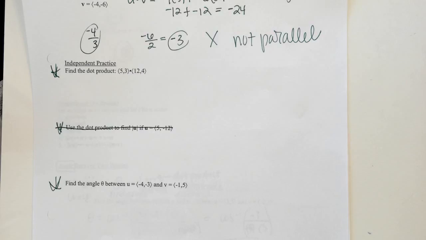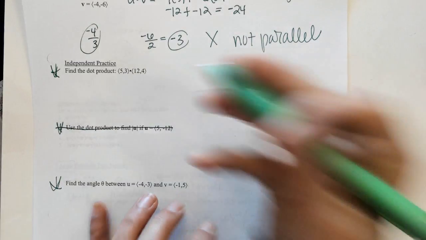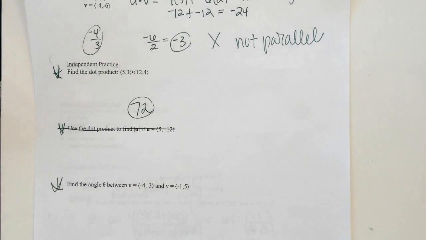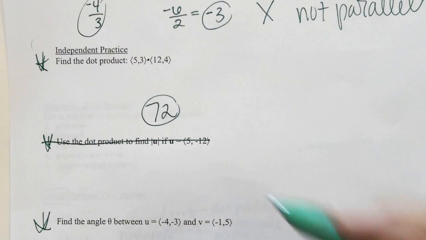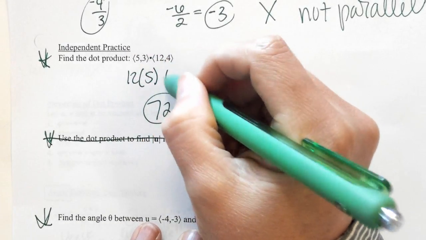Alright, let's start going over these. What did y'all get for the dot product for number 1? The first one? Good. Do I need to go over how we got that? 72. Okay, dot product's just multiplying our x's together, so 12 times 5, and multiplying your y's together, so 3 times 4.